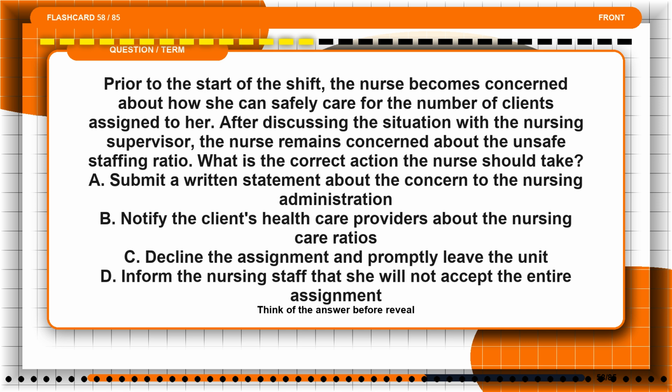A. Submit a written statement about the concern to the nursing administration. B. Notify the client's healthcare providers about the nursing care ratios. C. Decline the assignment and promptly leave the unit. D. Inform the nursing staff that she will not accept the entire assignment. Think of the answer before the reveal.